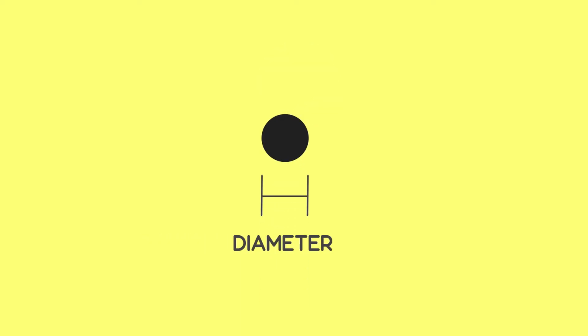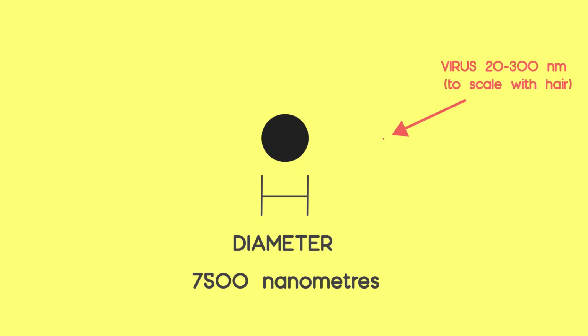is typically about 0.075 millimeters, which is the same as saying 7,500 nanometers. Now compare this to the diameter of a typical virus, which is between 300 nanometers down to a sensationally tiny 20 nanometers. Put simply, your hair is like the Burj Khalifa next to a virus, which is why the only way we can really see viruses is using an electron microscope.